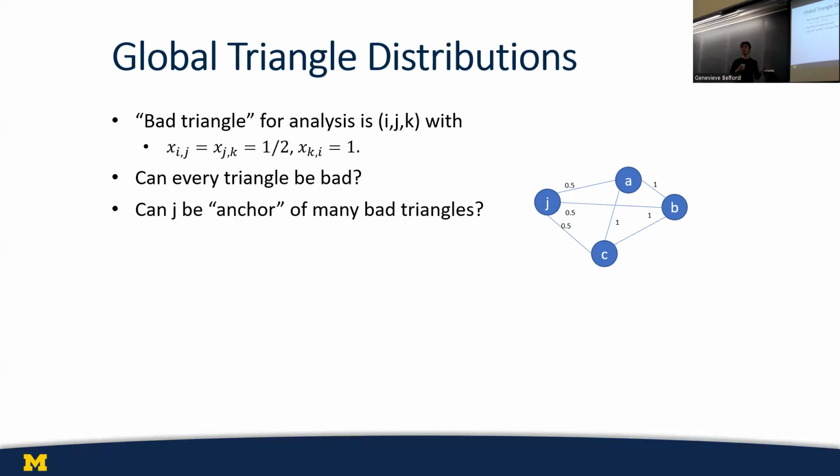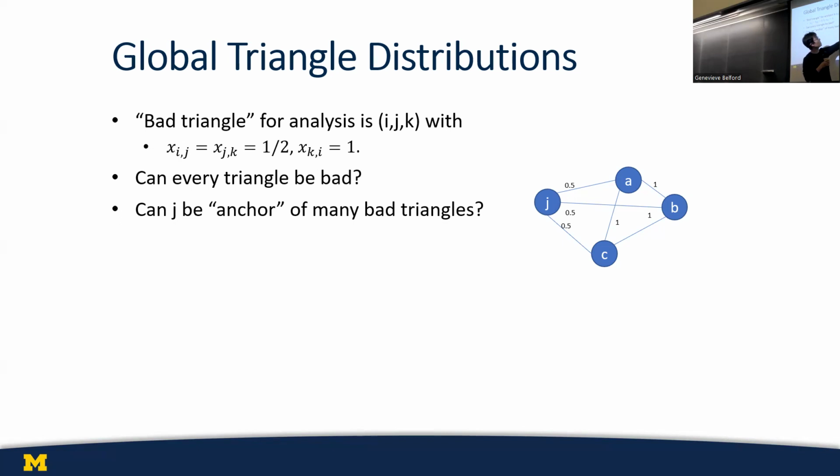Then the question is, can every triangle be bad in our LP relaxation? If not, then perhaps we can do something slightly better. One special version of this question: let's look at one vertex J. Can every triangle involving J be a bad triangle, where J is the anchor vertex, adjacent on the two half edges? That's exactly the situation.